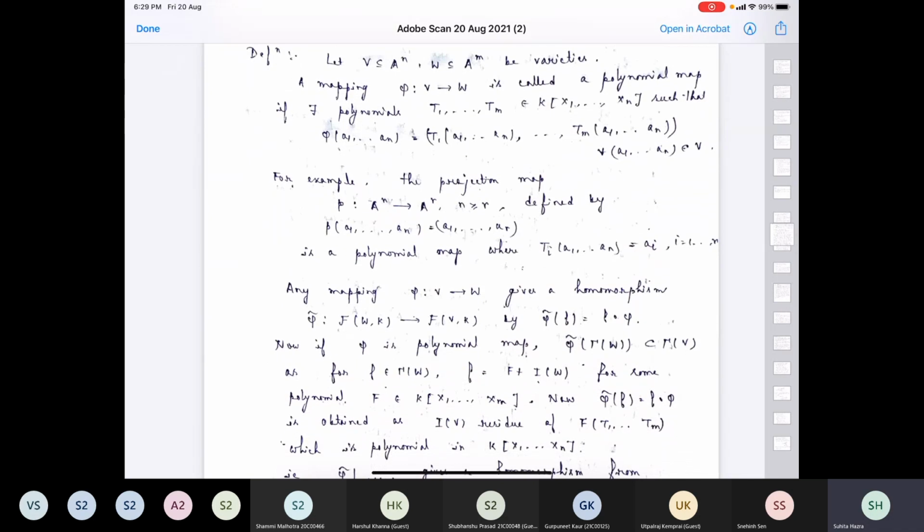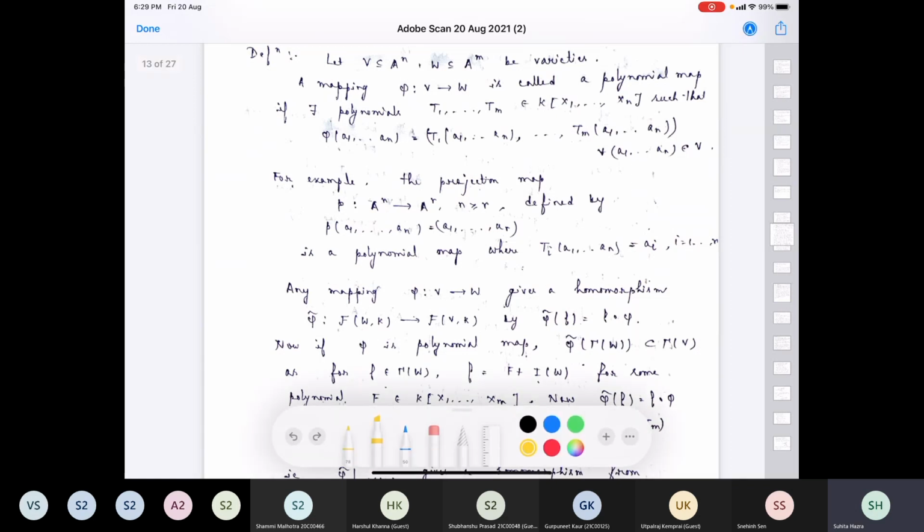Now, if V subset of A^n, W subset of A^m are two varieties, a mapping φ from V to W is called a polynomial map if there exist polynomials T1, T2, ..., Tm belonging to K[x1, x2, ..., xn] such that φ(a1, a2, ..., an) is (T1(a1, ..., an), ..., Tm(a1, ..., an)) for all (a1, a2, ..., an) belonging to V. That is, the image of the points we can write as some polynomials in a1, a2, ..., an in this tuple. So we call such a mapping a polynomial map from V to W.